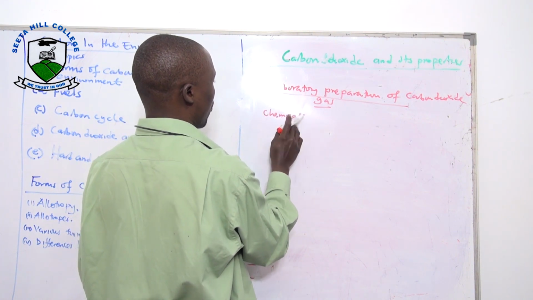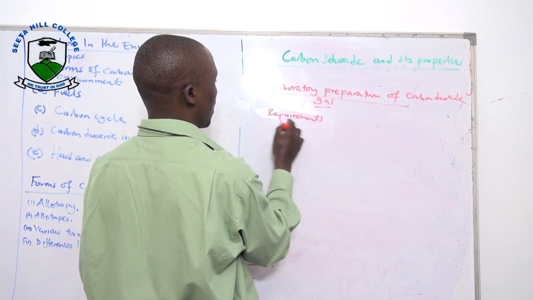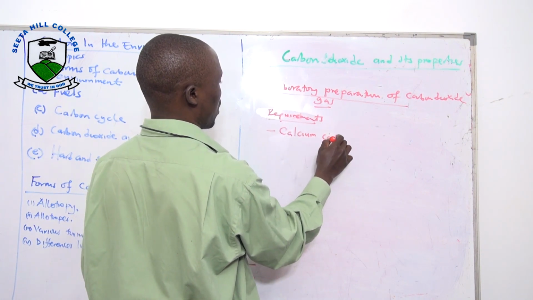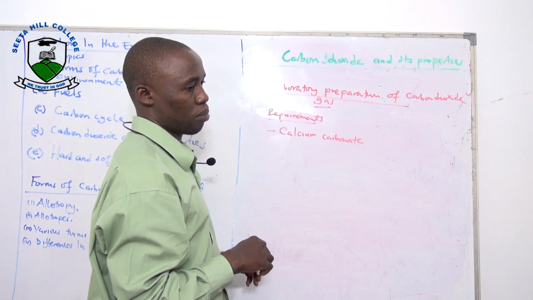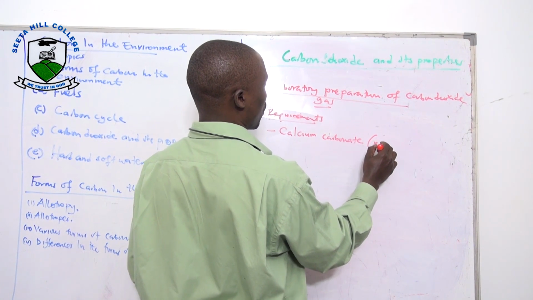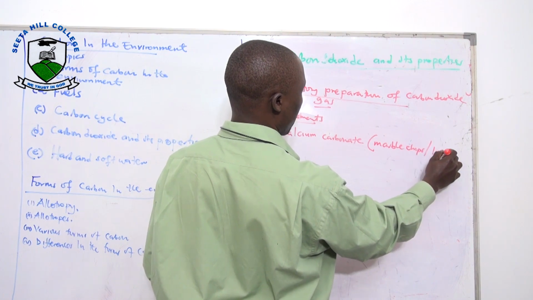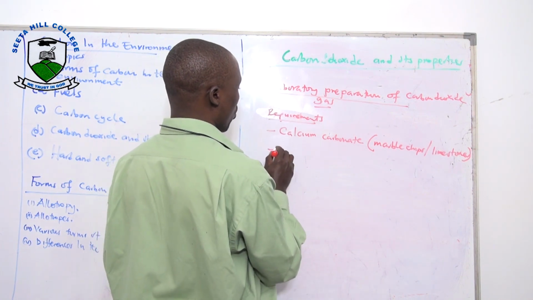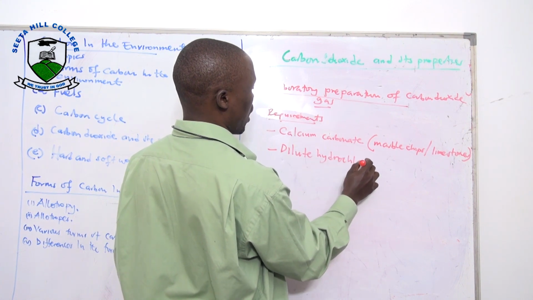We use the requirements here. We just need what we call calcium carbonate powder, or any other suitable powder can work. And this one is always called the marble chips or limestone or marble chips. We now use dilute hydrochloric acid.